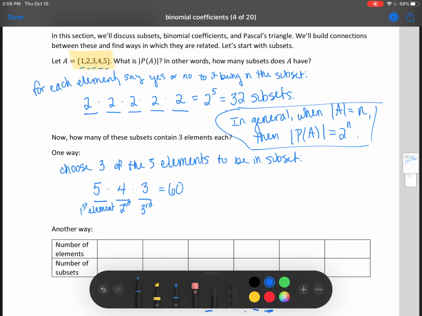Now, wait a second. That's a problem because we just said there was only 32 subsets total. So how can there possibly be 60 that have 3 elements? There is an issue here, which is that this includes duplicates.